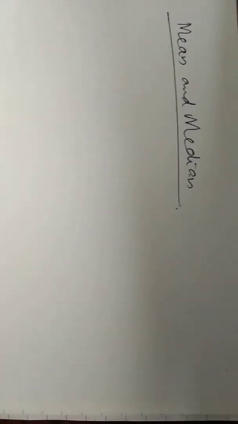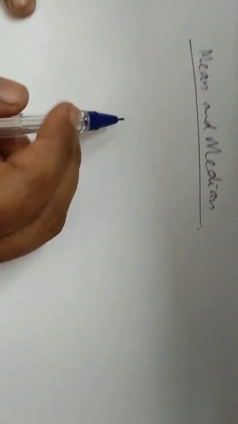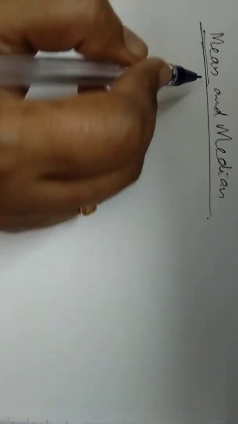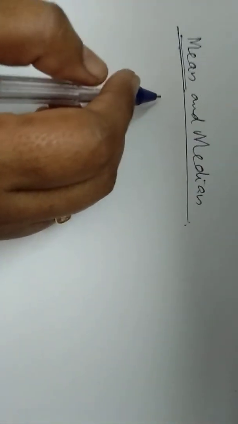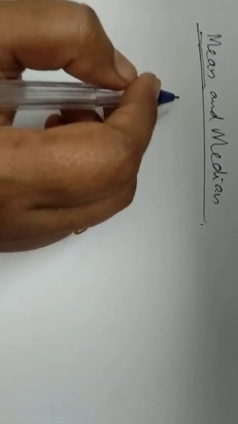Hello children, we have to move to the next chapter, mean and median. First of all, you have to study mean. What is mean? You have studied average in the fifth standard, isn't it? The same thing is here.